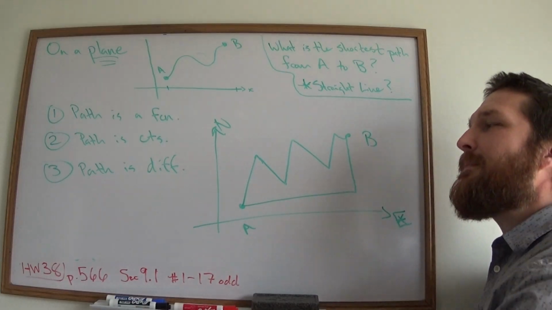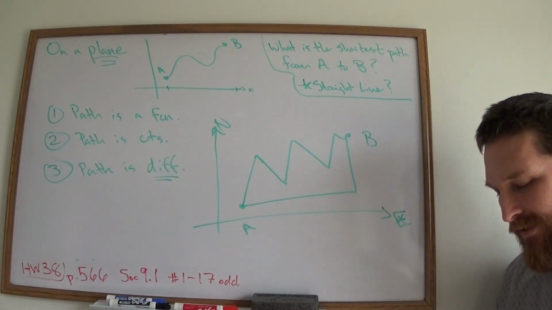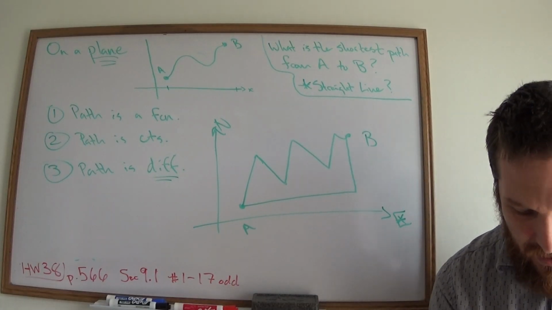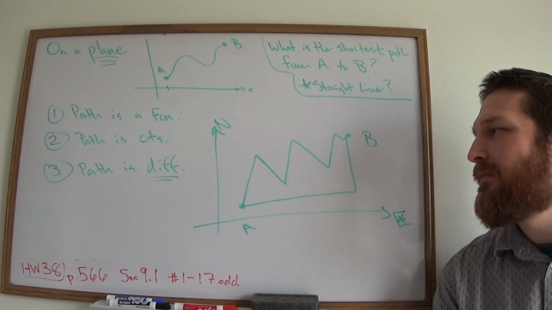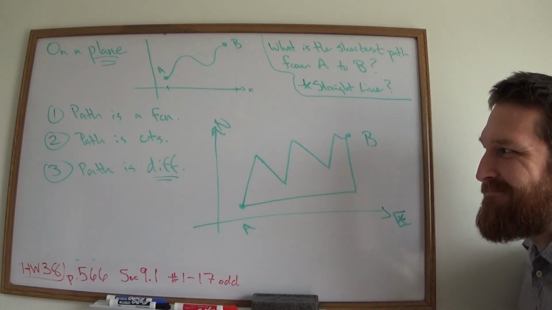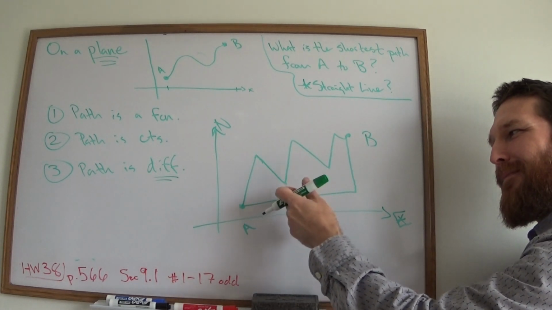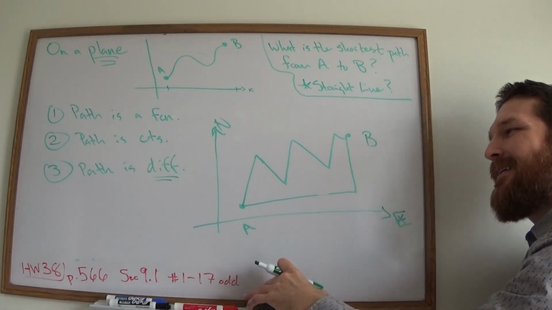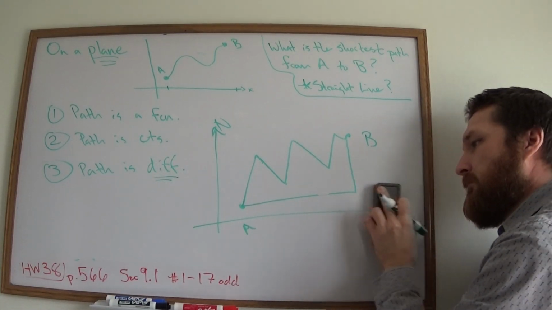So maybe I'm assuming a bit too much with this, but it does seem reasonable, does it not, that we could say it's probably smooth. Like, the shortest one's gotta be the smooth one. If it's not smooth, you're probably taking more than you need. Okay, so that's all I'm gonna assume here.